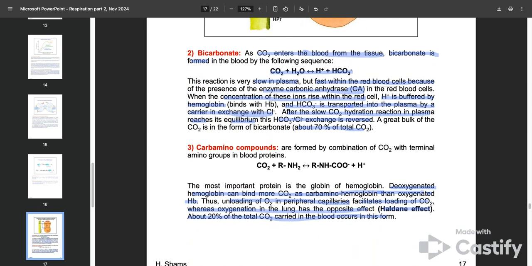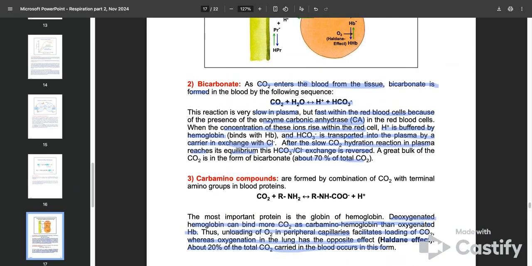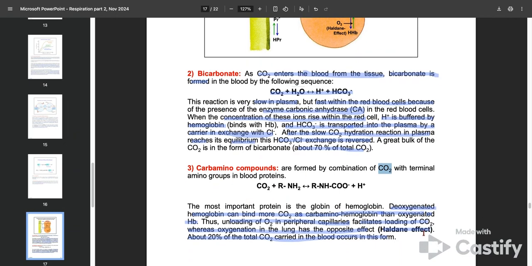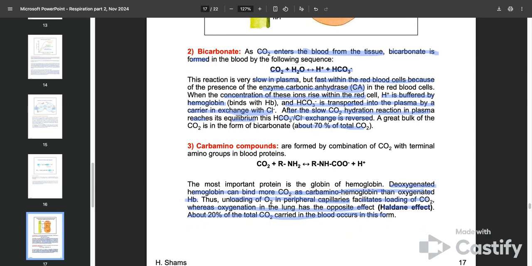Cool. Carbamino compounds. This is basically the combination of carbon dioxide with terminal amino groups in blood proteins. The most important protein is the globin of hemoglobin. Deoxygenated hemoglobin can bind more carbon dioxide as carbaminohemoglobin than oxygenated hemoglobin. Thus, unloading of oxygen in peripheral capillaries facilitates loading of carbon dioxide, whereas oxygenation in the lung has the opposite effect. And this is called the Haldane effect. We're going to come to it in a second as well.